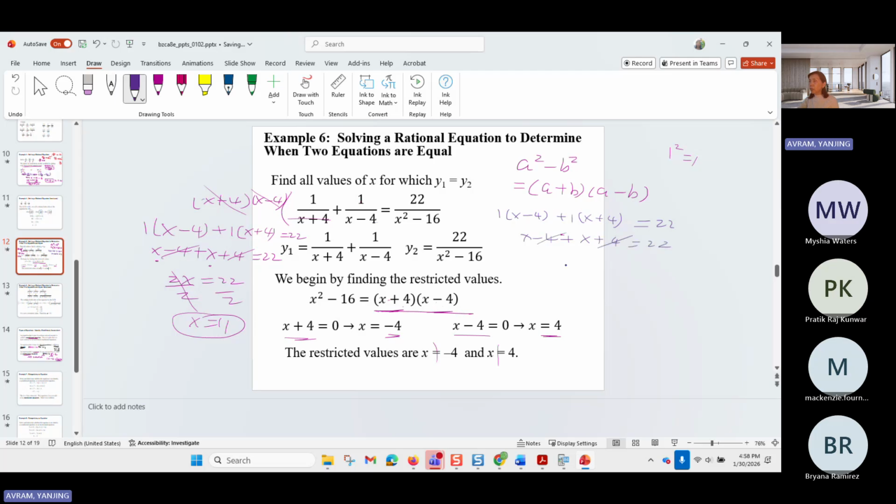And you can see 4 and 4 cancel out. So I have a 2x equal to 22, right? Divide both sides by 2, you get x equal to 11. All right. Can we keep the 11 as a final answer?